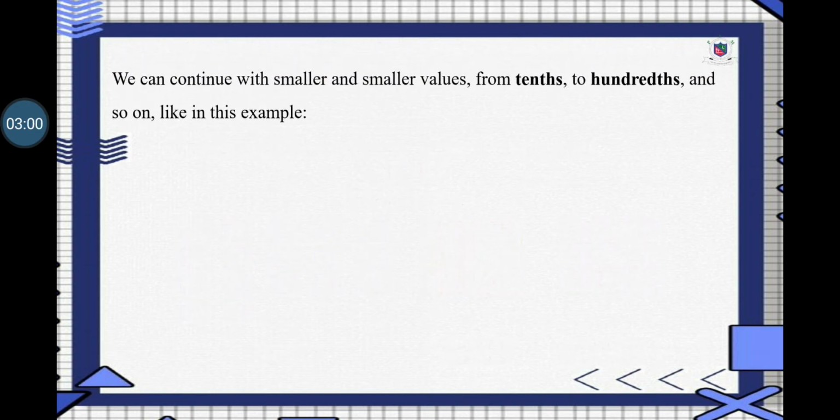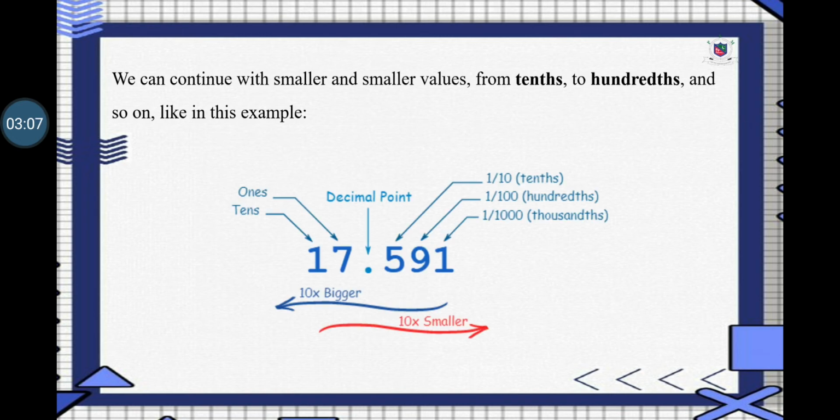We can continue with smaller and smaller values from tens to hundreds and so on. As you can see in this example, the whole part will always be bigger, and the values we write in the decimal part will be smaller.